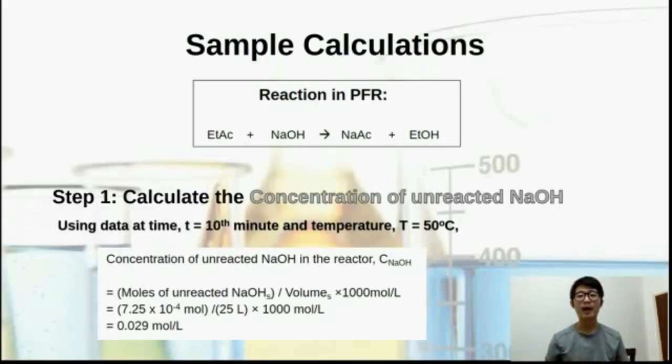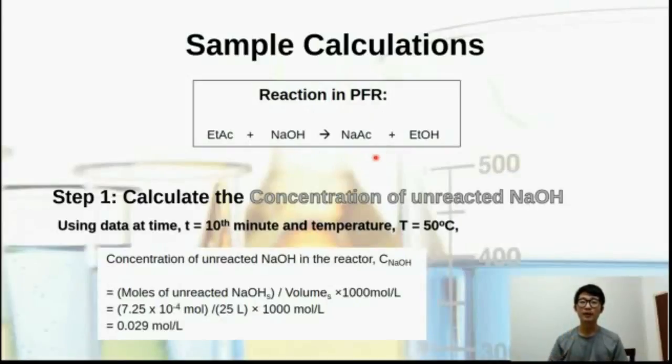I'm Kaikin. I will explain about the sample calculations part. First of all, the reaction in this experiment 3, measuring chemical reaction rate in a plug flow reactor (PFR), is ethyl acetate mixed with sodium hydroxide to produce sodium acetate and ethyl alcohol.